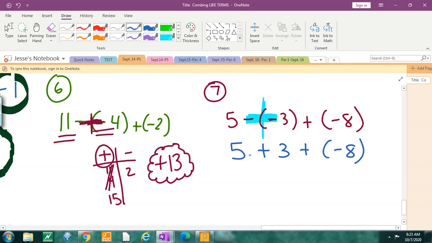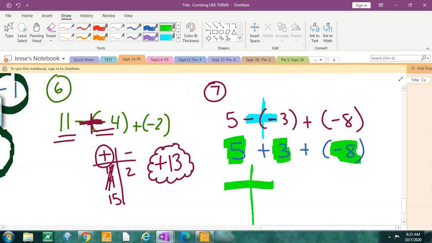All right. And now I could do the T-chart because I have what? I have the 5 plus the 3 plus a -8. See that? So then I'm going to go ahead and do the T-chart. 5, 3, and -8. And then what do you get for an answer? Let me see.